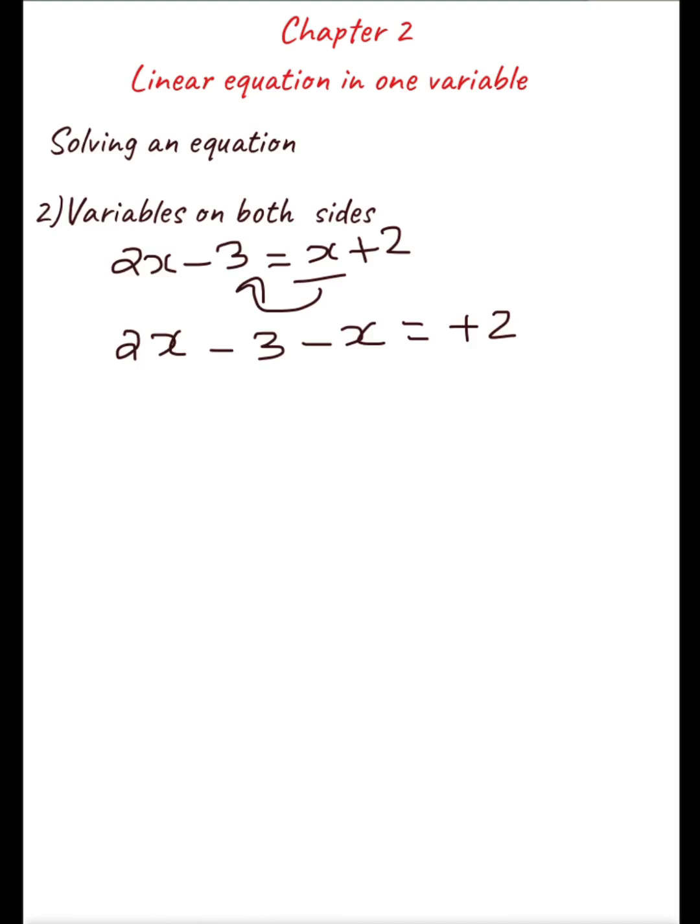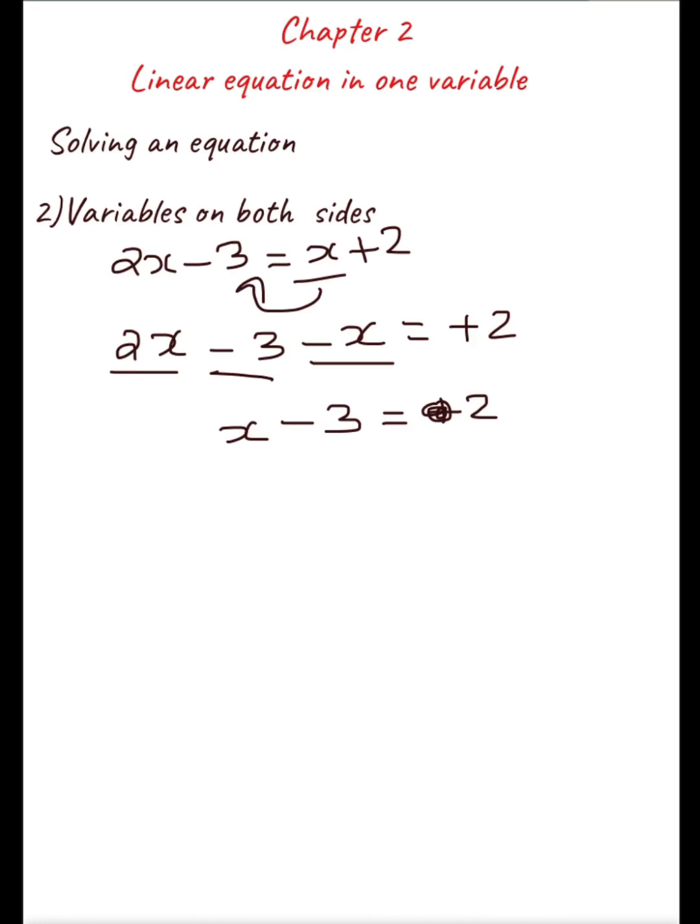Now what is 2x minus x? You know that 2x minus 1x is x. And what is there? x minus 3. So x minus 3 equals plus 2. Understand? Or simply you can write it as x minus 3 equals 2.